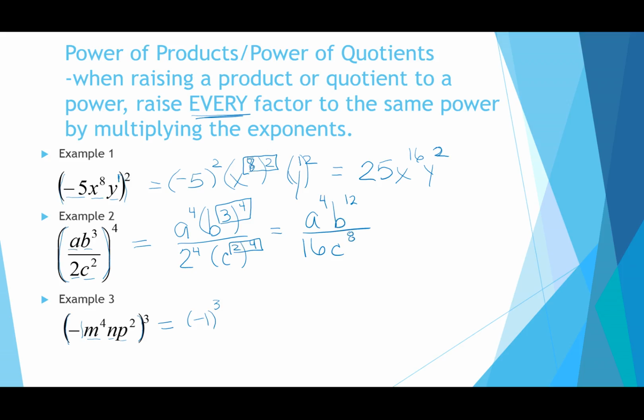Our negative 1 is being cubed. Our m to the 4th is being cubed. Our n is being cubed. And our p squared is being cubed. So we have to know the rules and what to do.